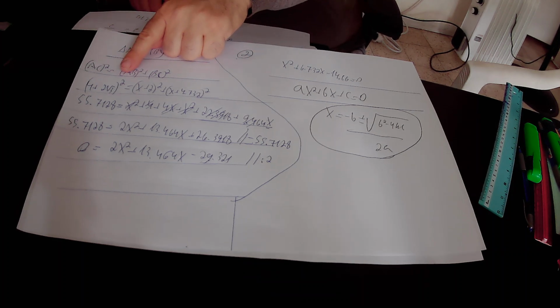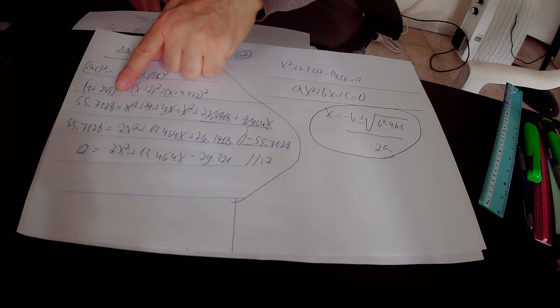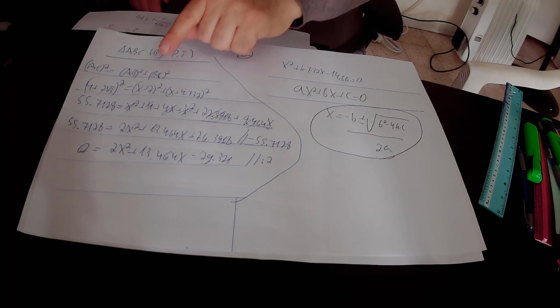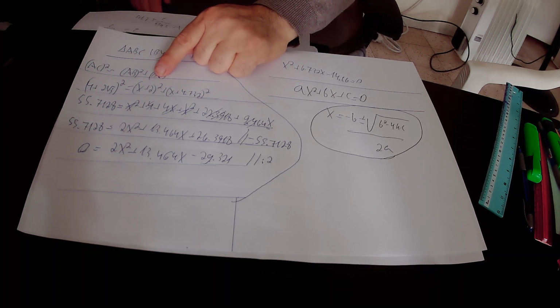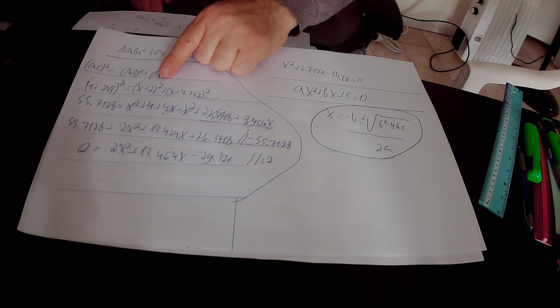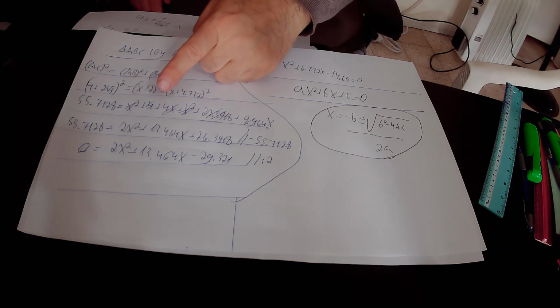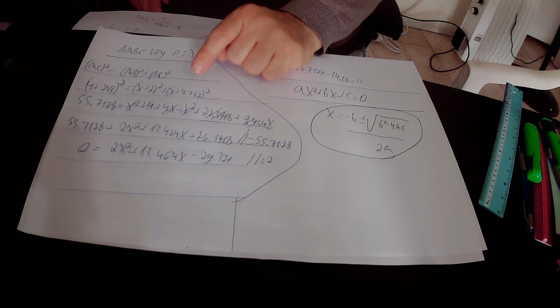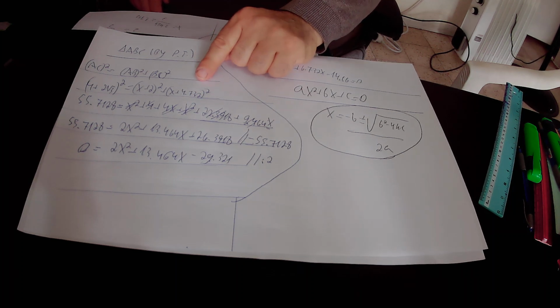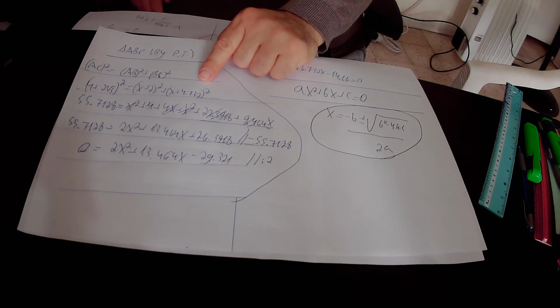(4 plus 2 times square root of 3) squared equals 55.7128, and it equals (x plus 2) squared plus (x plus 4.732) squared. (x plus 2) squared equals x squared plus 2 squared, that is 4, plus 2 times x times 2, that is 4x.